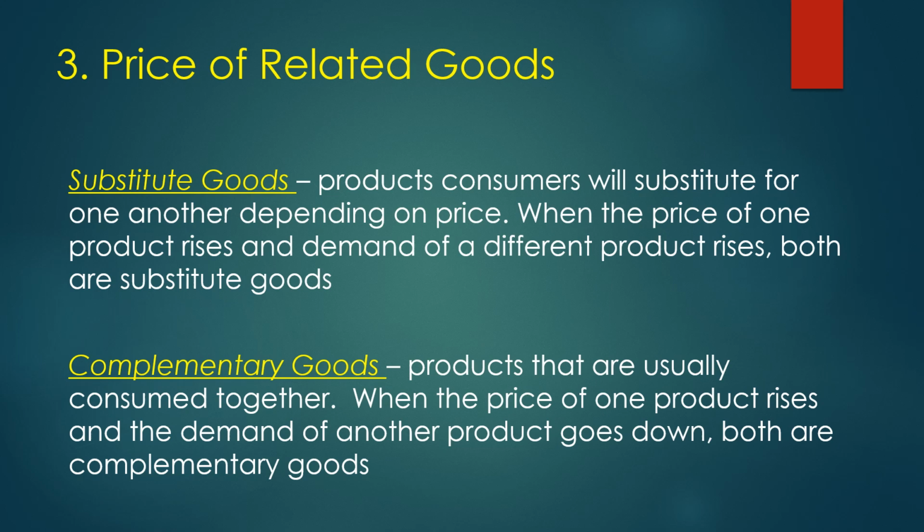Complementary goods, on the other hand, are products that are usually consumed together. So when the price of one product rises and the demand of another product goes down, both of them are complementary goods. So let's think about going to the movies, and usually if you go, you have soda and popcorn with your movie. So as the price of movies goes up, the demand of soda and popcorn is going to go down. Why? Because movies and soda and popcorn all go together. Same thing with hot dogs and buns. As the prices of hot dogs increase, the demanded quantity of buns is going to go down. Why? Because they go hand in hand. They're complementary.